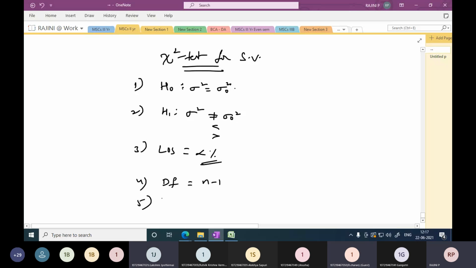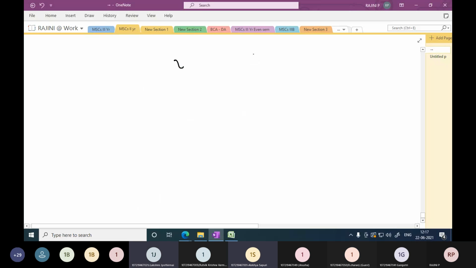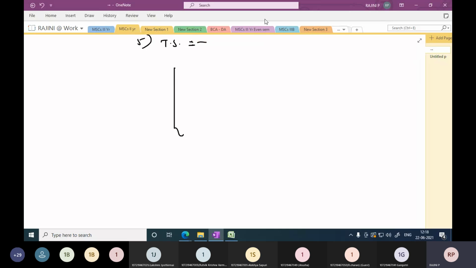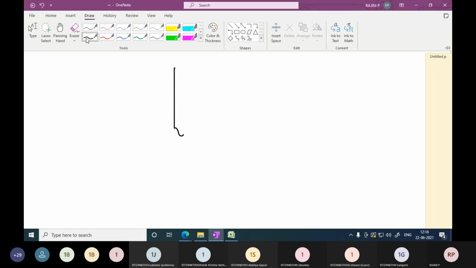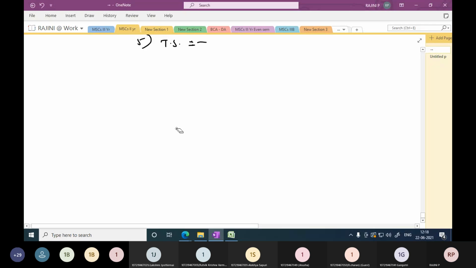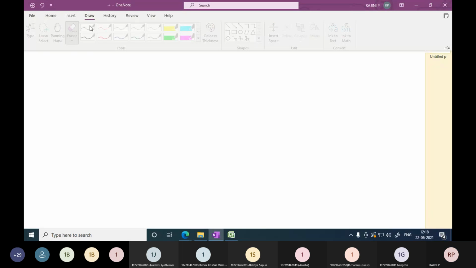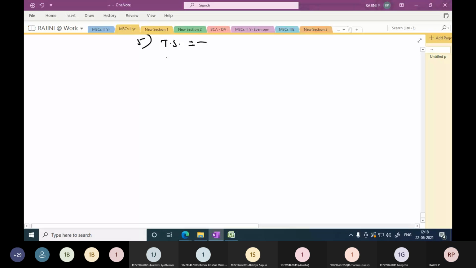Test statistic. Okay, what is the test statistic? n s square by sigma square. Yes. One minute here, something happened. Yeah, tell me what is the test statistic? Chi-square cal is equal to n s square by sigma square, which follows chi-square with n minus 1 degrees of freedom.